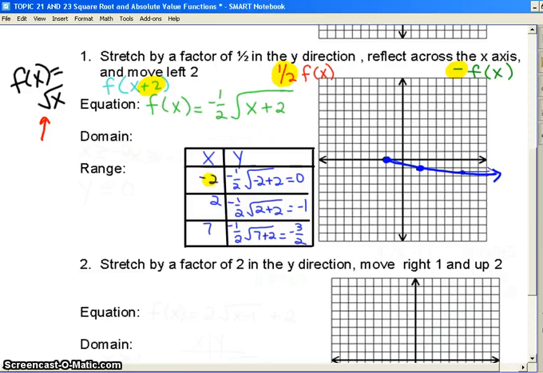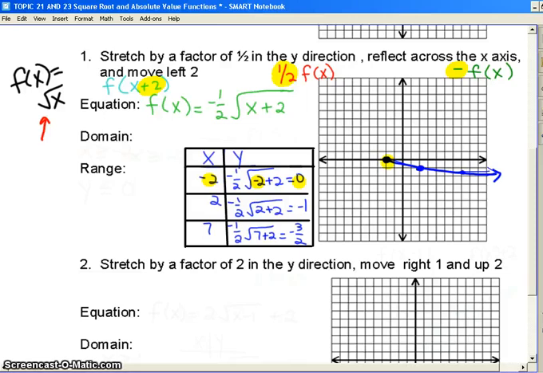Negative 2, I plugged it in for x. So negative 2 plus 2 is 0. Square root of 0 is 0. And 0 times negative 1/2 is 0. So that's where I got 0 for the answer. So the ordered pair is negative 2, 0. That's how I did that.